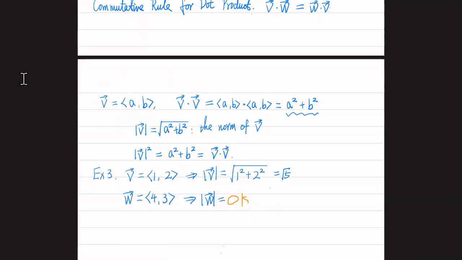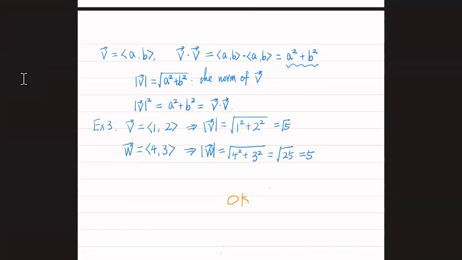Samuel, let's find the norm of W. That's just the square root of 4 to the power of 2 plus 3 to the power of 2. That's 5. So now we have the norm of W.